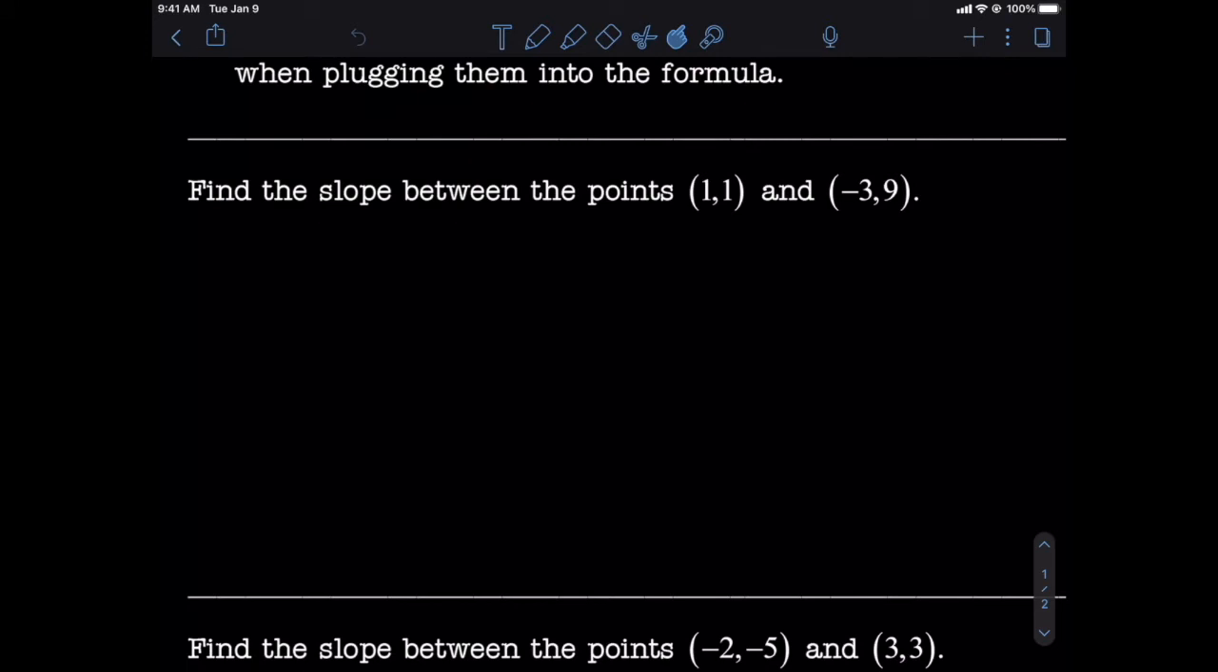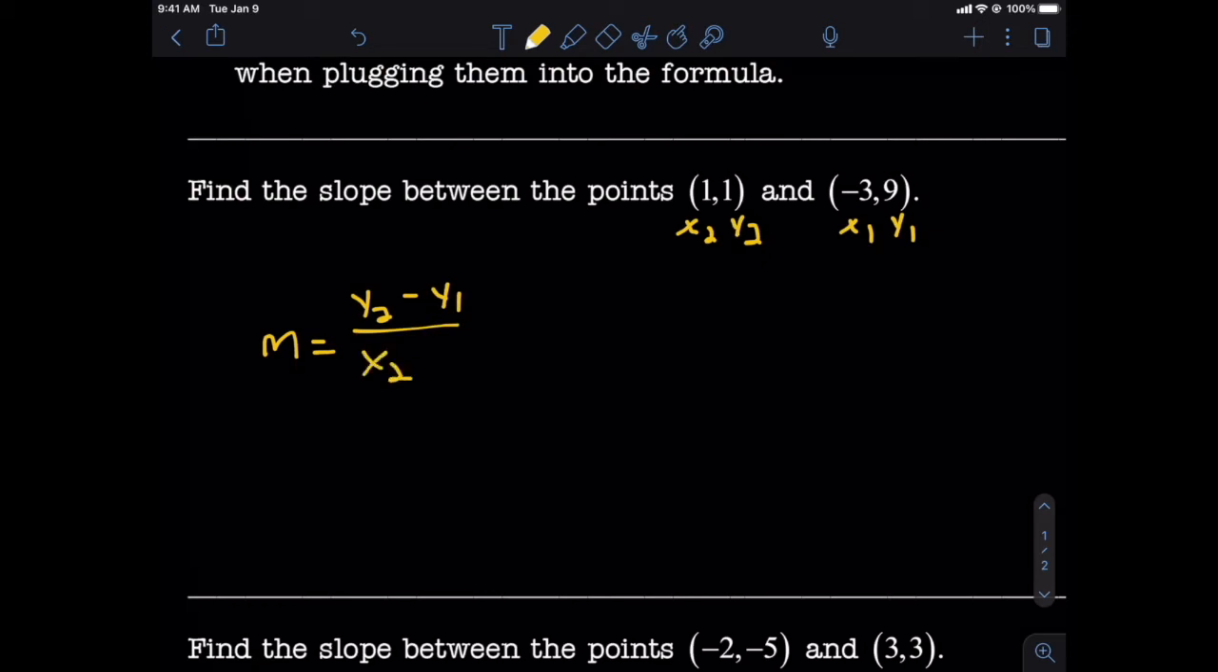With x1 assigned, everything else is going to fall into place. In other words, if negative 3 is x1, then that means that 9 is y1. This also means that the x and y values in our second point qualify as x2, y2 respectively. Let's go ahead and write down our formula again. The more times we write it down and the more times we see it, the less of a chance we have of making a mistake. And it is y2 minus y1 over x2 minus x1.